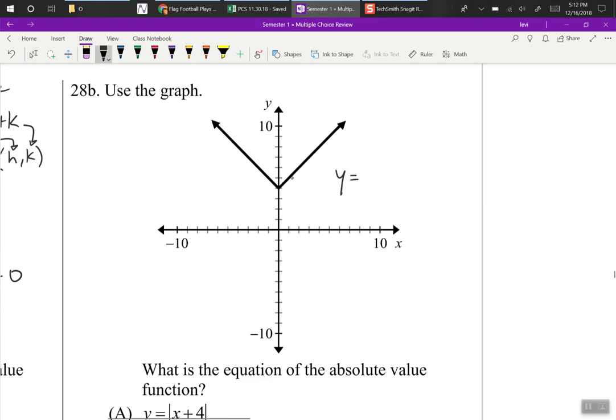B, same idea. Y equals, still going up 1 over 1, so 1 times the absolute value of x minus, and we don't have an x out here because this is the point 0, 1, 2, 3, 4, (0, 4), so x minus 0 plus 4. We take our k value as is. Again we wouldn't have the 1 out in front, and we don't need the minus 0 in there, so it would really be the absolute value of x plus 4.